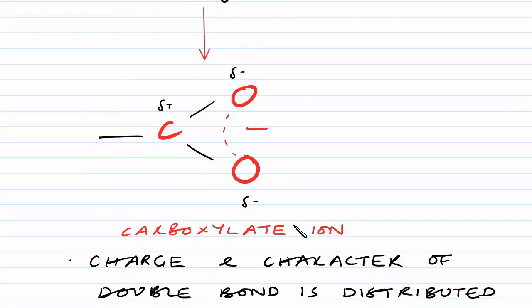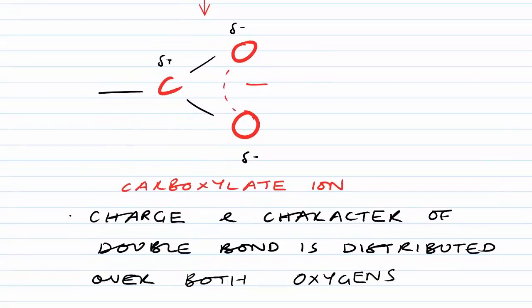Now, interestingly, in our carboxylate ion, the charge and character of the double bond that existed over here is distributed over both oxygens. That's because these two bonds here and here are now identical. We can represent the fact that the bond character and charge is distributed between both of those oxygens by doing this sort of dotted line and showing a negative charge between them.